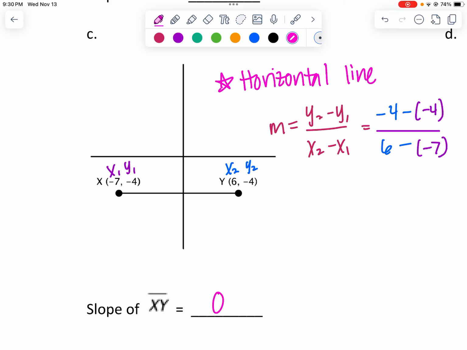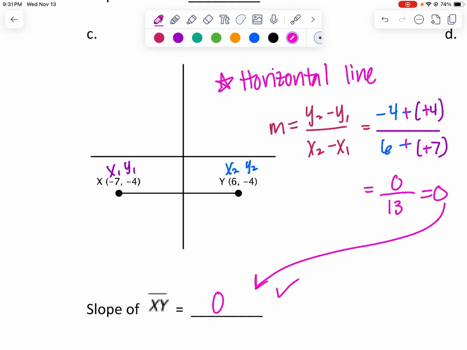And then I'm going to go ahead and solve it out. Okay. Negative times negatives gives me positive, so I'm really thinking -4 plus 4, which is 0. All over 6 plus 7 is 13. 0 divided by 13 gives me 0, which makes sense. That checks out.